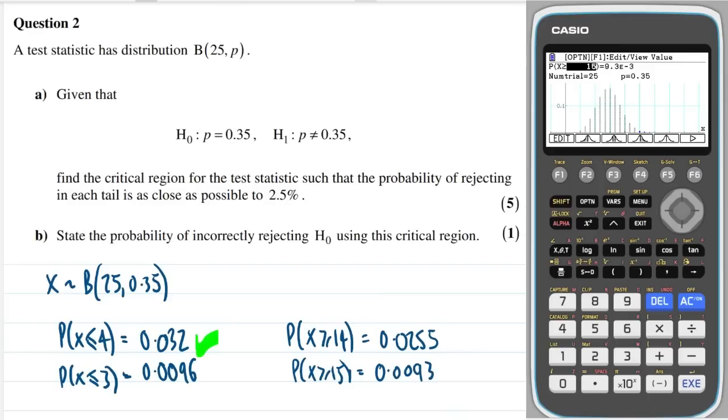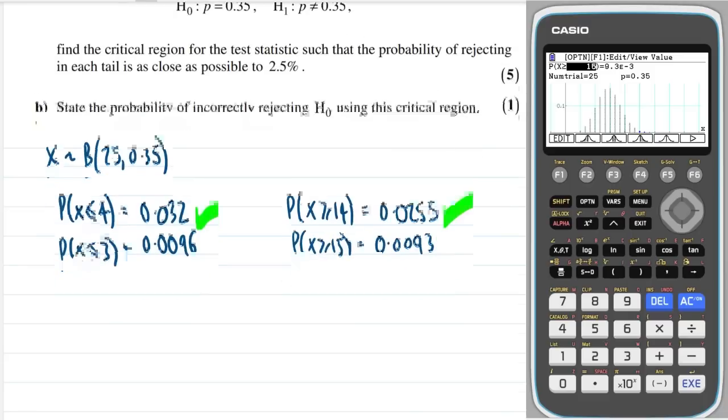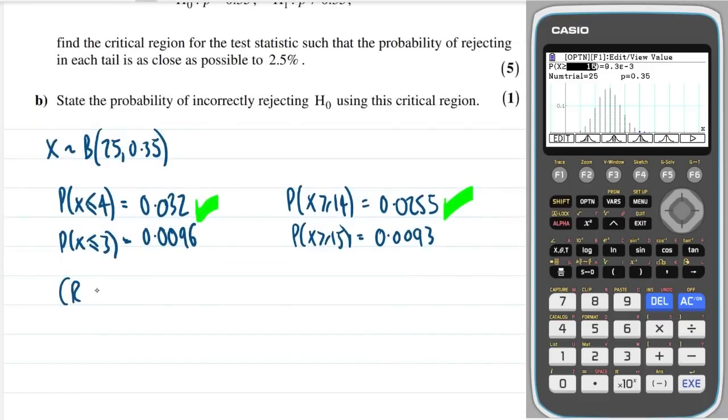So I'm happy with this. It does say find the critical region. So I will write critical region is equal to, let's just say x is less than or equal to 4, union x is greater than or equal to 14. Perfect.